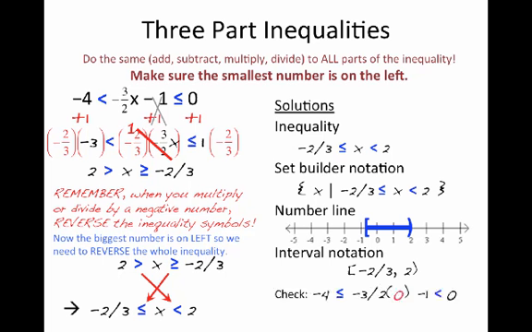You could check this by picking the value 0. That's in the shaded region. You're going to have negative 4 is less than or equal to negative 3/2 times 0 minus 1 is less than 0. When you do the math, you get negative 4 is less than or equal to negative 1. That's true. And negative 1 is less than or equal to 0, is less than 0. That's true.